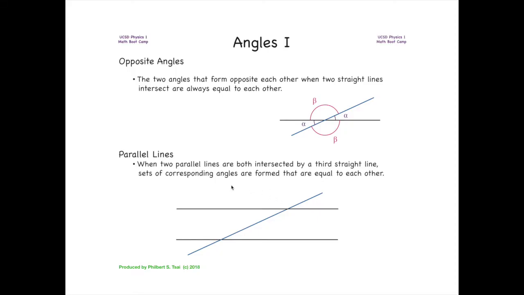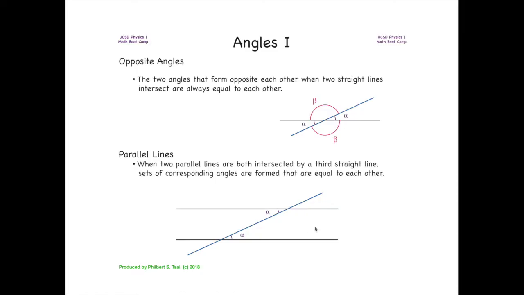Finally, the last geometry we'll consider is when two parallel lines are both intersected by a third straight line. In this case, there will be sets of corresponding angles that are formed that are equal to each other. Specifically, this angle and this angle, these interior angles, are going to be equal to each other. So this angle will equal this angle.